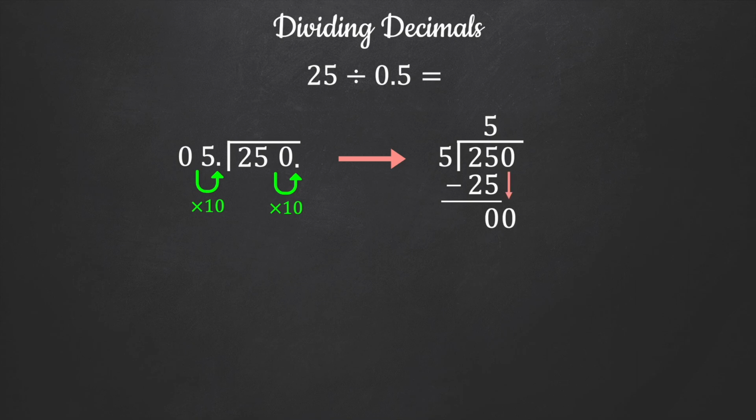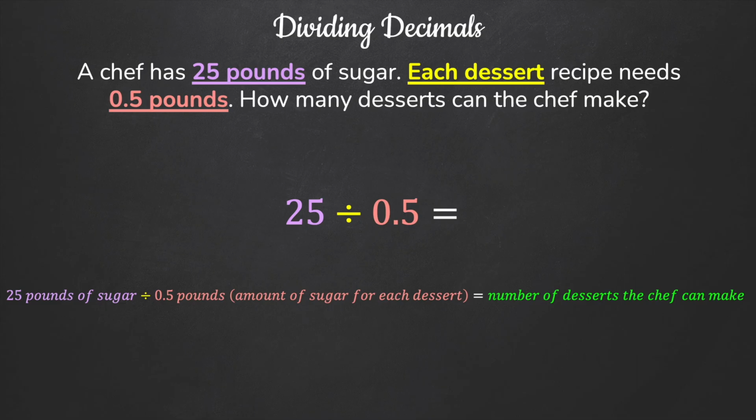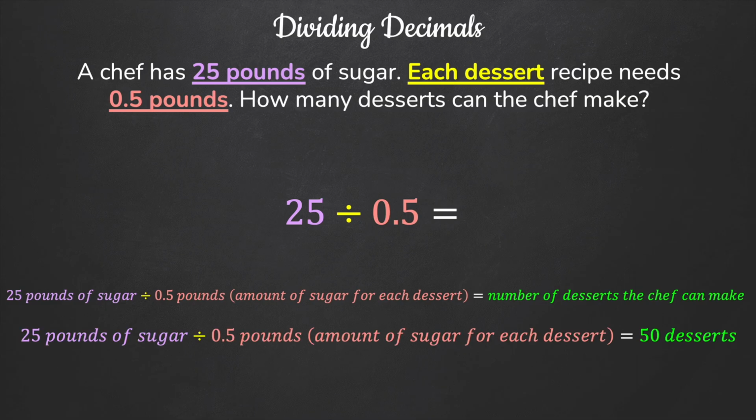So let's go ahead and bring down that other 0, and we ask ourselves, how many times does 5 go into 0? 5 goes into 0 0 times because 5 times 0 is equal to 0. And so our quotient here is 50. So that means that 25 divided by 5/10 is equal to 50, meaning the chef can make 50 desserts.